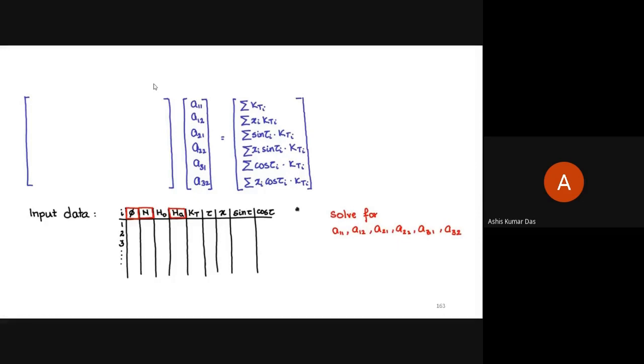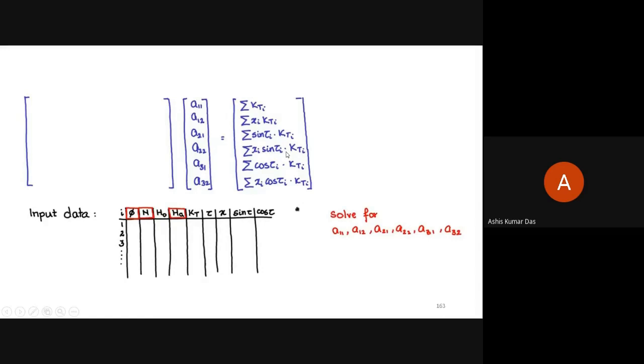Now we have to look into the input data. What was our input data? This is needed because we need to know what these values are: what is this kti, what is this ξi, what is this sin τy, what is this cos τy, and what are the various elements of the coefficient array. Without finding these we cannot get the right hand side column vector.